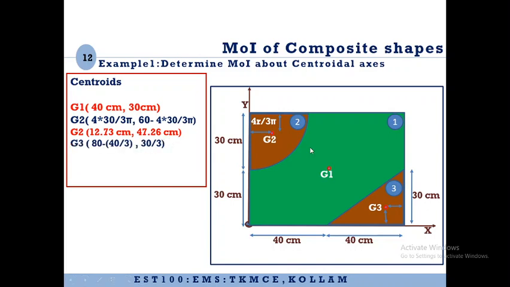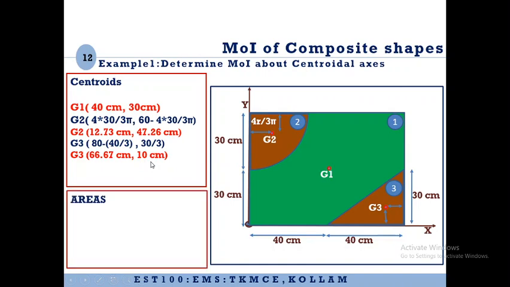Next is G3. This is a triangle, and its centroid will be located at h by 3 and b by 3. Now the x coordinate of G3 will be the distance from the y axis, so that will be 80 minus 40 divided by 3, and the y coordinate of G3 will be the distance from the x axis, that will be 30 divided by 3. If we simplify this, we will get 66.67 centimeter and 10 centimeter. So the centroids of all the simple shapes have been found.